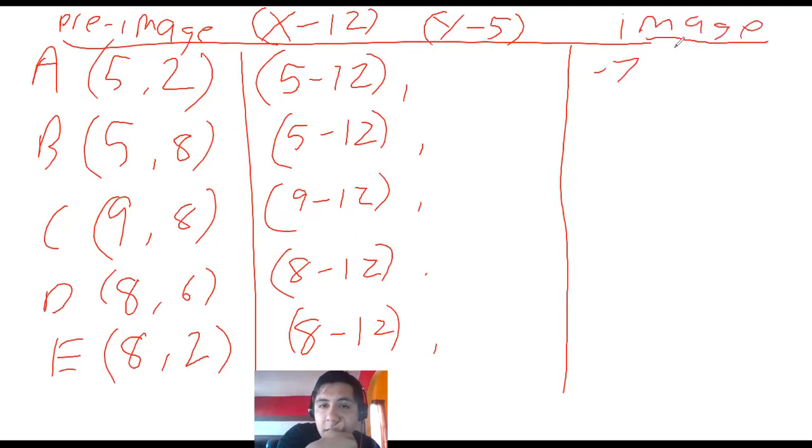So that's what we're going to do. We're just going to subtract each of them. So 5 minus 12, again, negative 7. 9 minus 12 gives us negative 3. 8 minus 12 is negative 4. And again, 8 minus 12 is also negative 4.